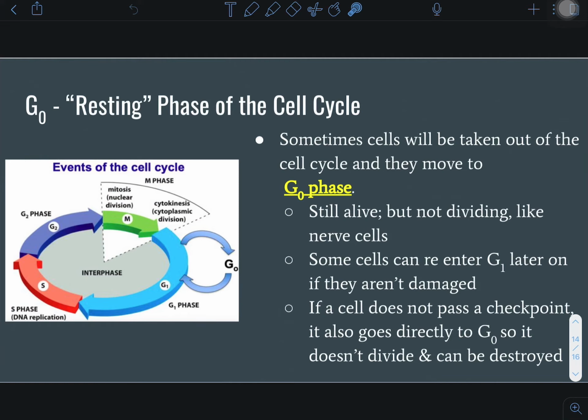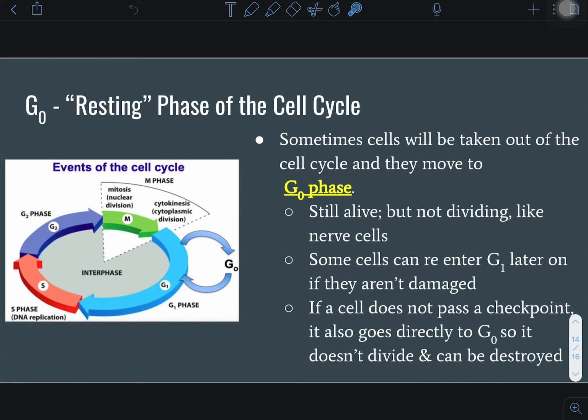Sometimes a cell will go into G0. Not all, but some. G0 is like a resting phase. Some cells just keep going around and around, replicating and making more for repair, regrowth, replacement, and reproduction. But sometimes a cell will exit and go into G0. Sometimes they go to G0 and never come out. Sometimes cells go to G0 and rest, and then they have to go back into G1 and divide again. It depends upon the type of cell.